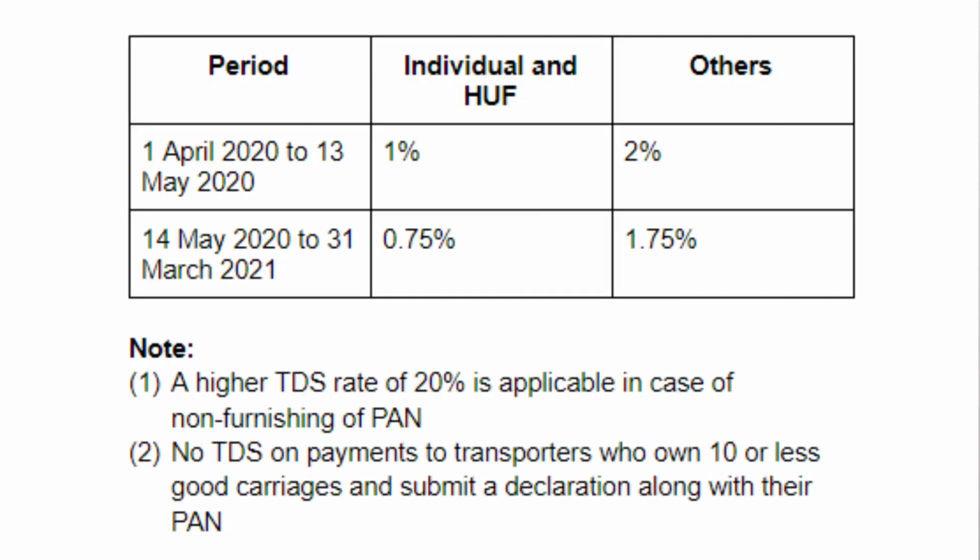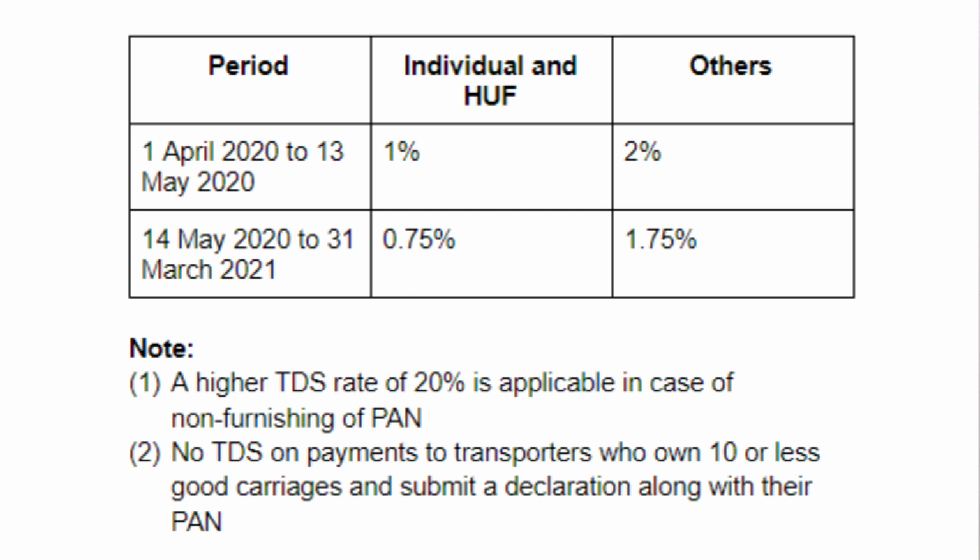Due to COVID-19 for the financial year, the TDS rates are reduced by 75%. So we'll just go through what are the TDS rates. This slide shows you the TDS rates. For the period from 1st April 2020 till 13th May 2020, the TDS rates are 1% for individual or HUF and 2% for others. However, from 14th May 2020 till 31st March 2021, the TDS rate for individual and HUF is 0.75% and for others it is 1.75%.